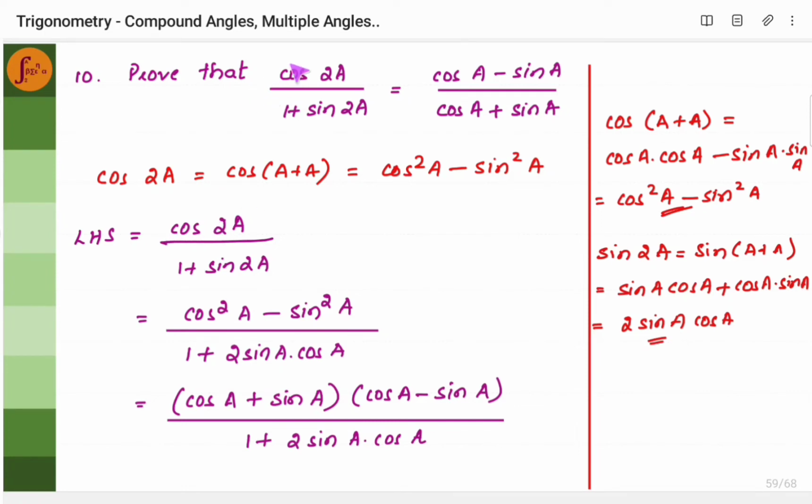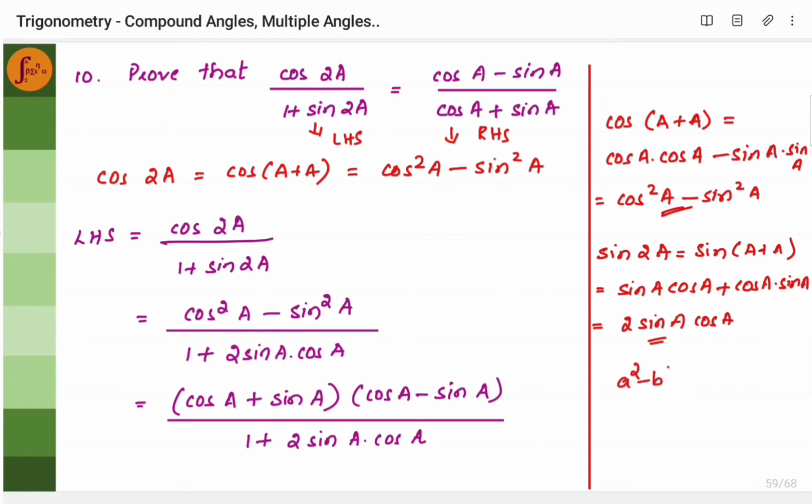First, we'll take the LHS. This is the LHS, and this is the RHS. We'll first take the LHS term and whatever value we get out of this evaluation should be equal to RHS. So, instead of cos 2a, we'll write cos square a minus sine square a. And instead of sine 2a, we'll put 2 sine a cos a. Now, you can write cos square a minus sine square a as cos a plus sine a into cos a minus sine a. There's an important algebraic formula, right?